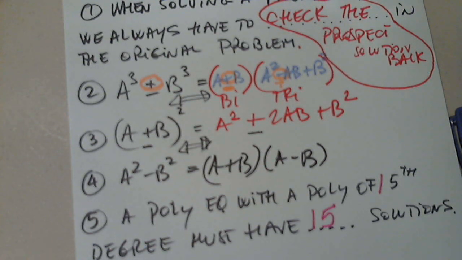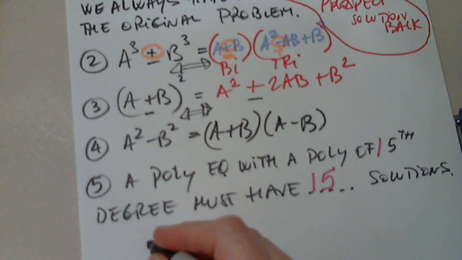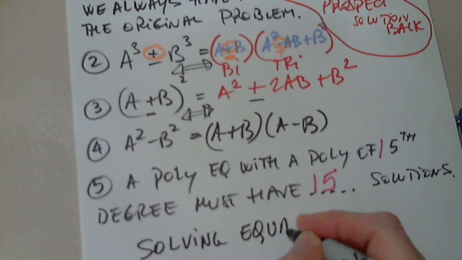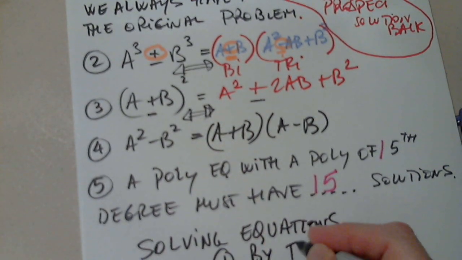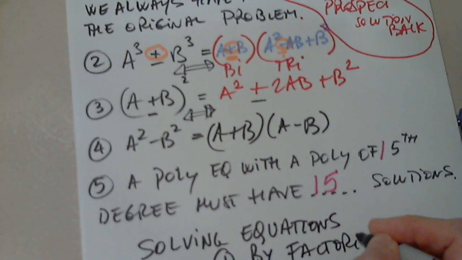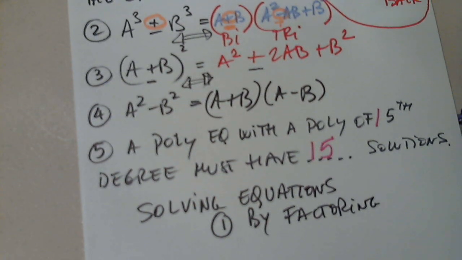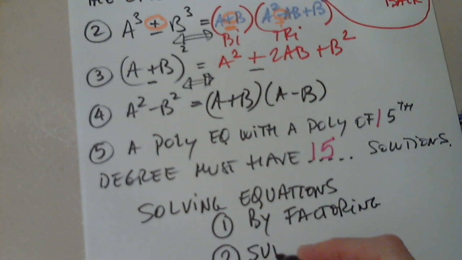And there were a few things that I'd like to review before we continue. So we looked at solving equations. And the first one was by factoring. That was our first method. So we solved equations by factoring. There are many other methods. So I would like now to look at the method of substitution.